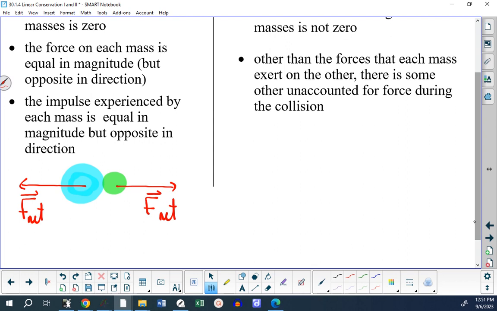Why are they not equal, Fazile? Because they're in opposite direction. Force is a vector. Direction is important. These are equal but opposite. So if I were to calculate F delta t here and F delta t here, I'd get the same number, but one of them would be positive and one of them would be negative. So this is why the impulse experienced by each of the masses are equal in magnitude, but opposite in direction.